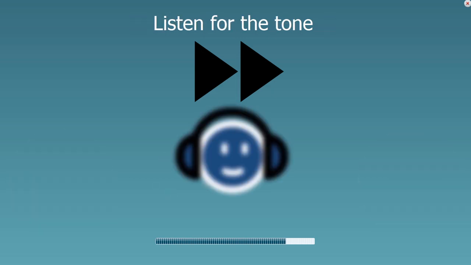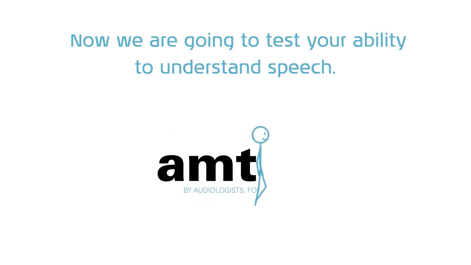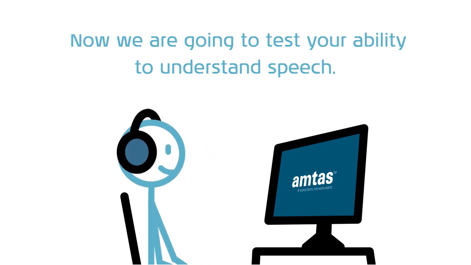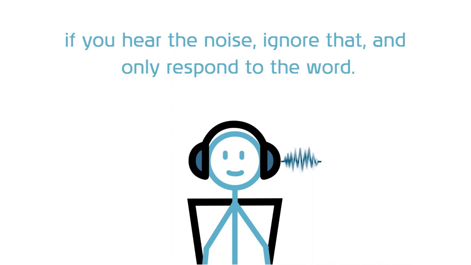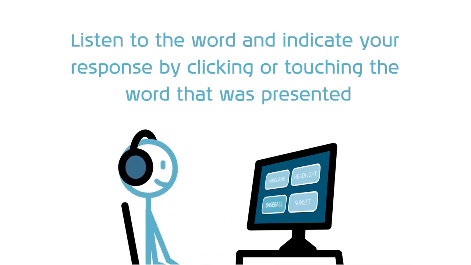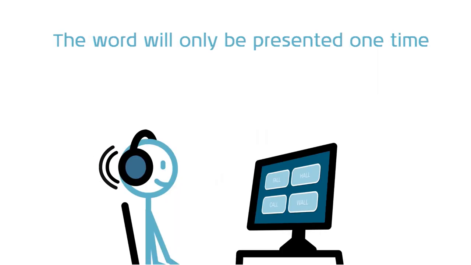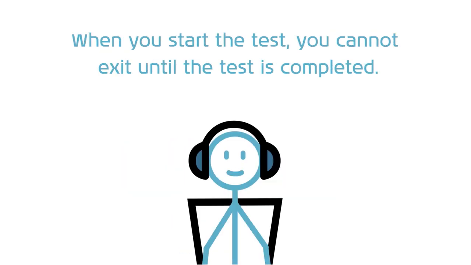These are the instructions the patient will receive. Now, we are going to test your ability to understand speech. Sometimes you may hear some noise. If you hear the noise, ignore that. Baseball. And only respond to the word. Listen to the word and indicate your response by clicking or touching the word that was presented. Select a word, even if you are not sure. The word will only be presented one time, and there will not be an option to change your answer. When you start the test, you cannot exit until the test is completed.